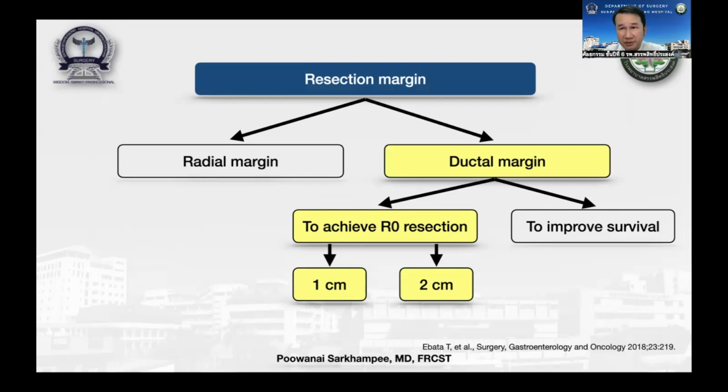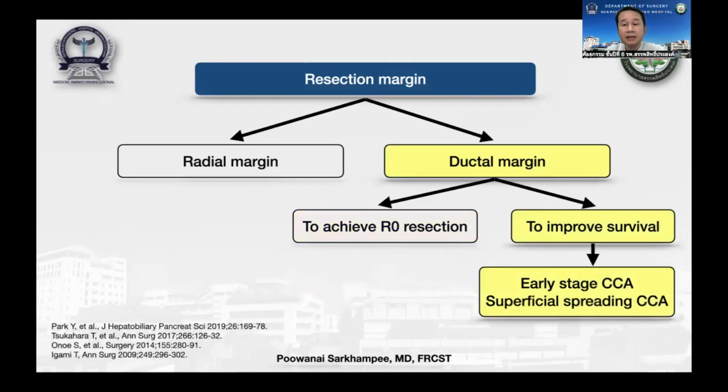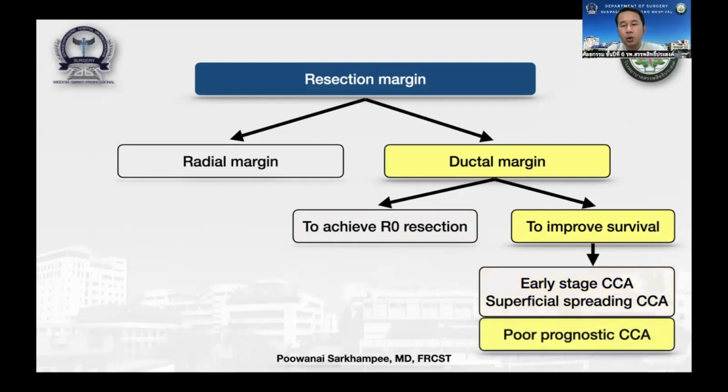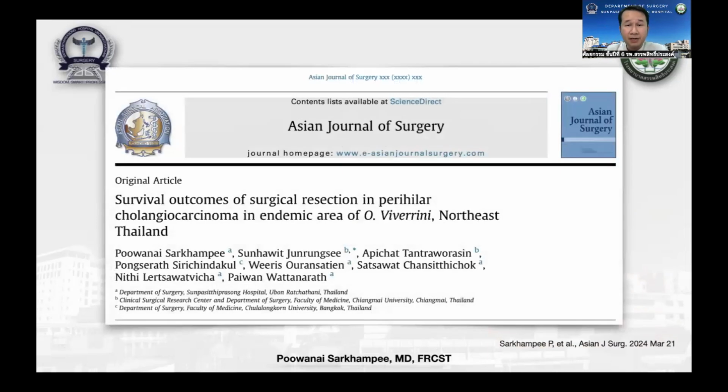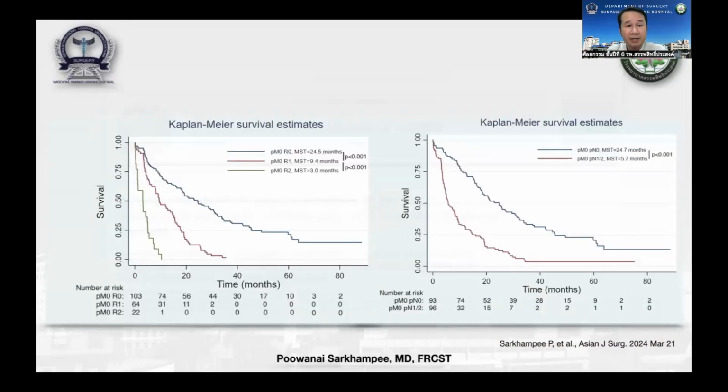But to improve survival, we know that in early cholangiocarcinoma, carcinoma in situ is a bad prognostic factor, for early cases and for superficial spreading cholangiocarcinoma. So in early cases, 2 centimeters is good for the patients. However, for poor prognostic factors, the margin is debatable. In our series of patients with perihilar cholangiocarcinoma, we found that R0 resection is the best thing for the patient, and negative lymph node metastasis is the best thing for the patient.